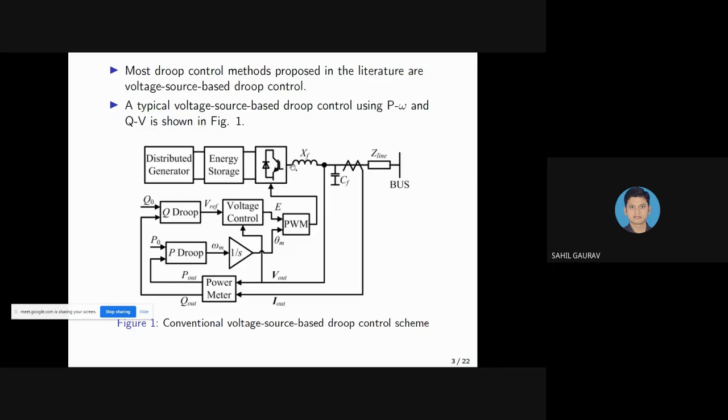Here we can see that the voltage and current sensor senses the voltage and current at the inverter filter output side and gives it to the power measurement block. The power measurement block calculates P out and Q out from V out and I out and gives them to the P droop and Q droop blocks respectively. Here the P droop block is based on the P omega droop control law and the Q droop block is based on the QV droop control law.